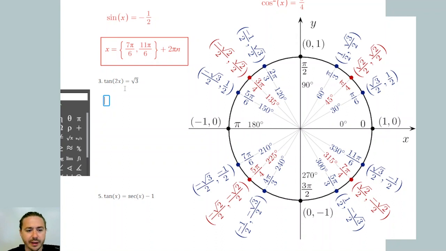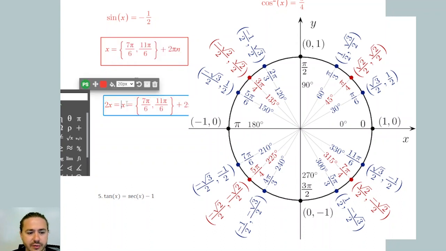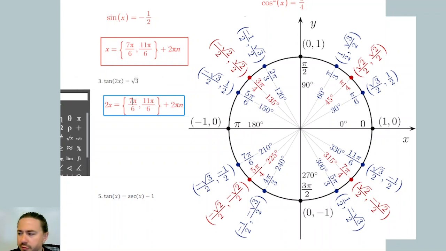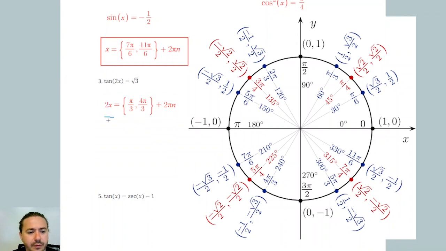There's not really a step to show before we get there because the trig function is already isolated. So we're just going to say that instead of x, we've got 2x equals these angle measures. What did I say they were? Root 3, so pi over 3 and 4 pi over 3. But in this case, we're not quite done because we do need to get rid of this 2. So we're going to divide everything by 2, including this side.